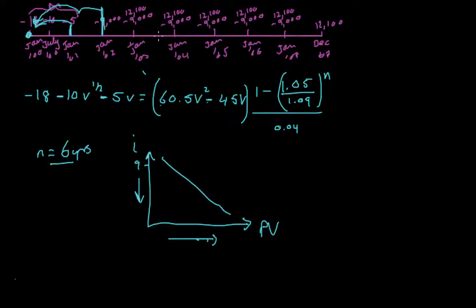And if that's the case and it's going to be taking less time, then our discounted payback period, the n, will be less. So we'll say if i decreases, then the discounted payback period will also decrease. So there you go.